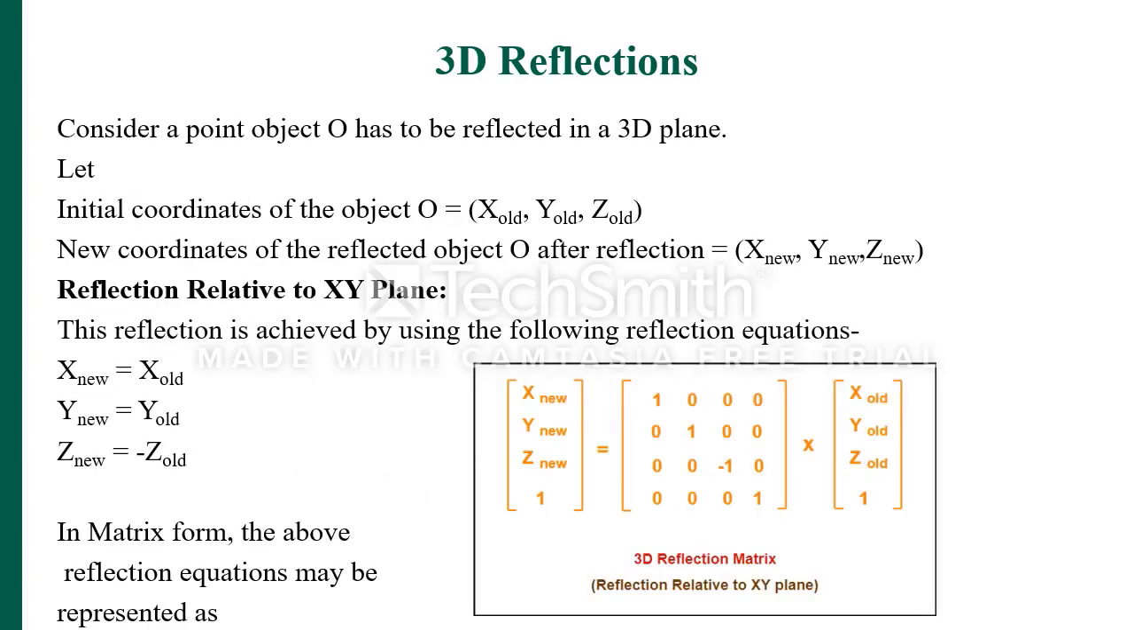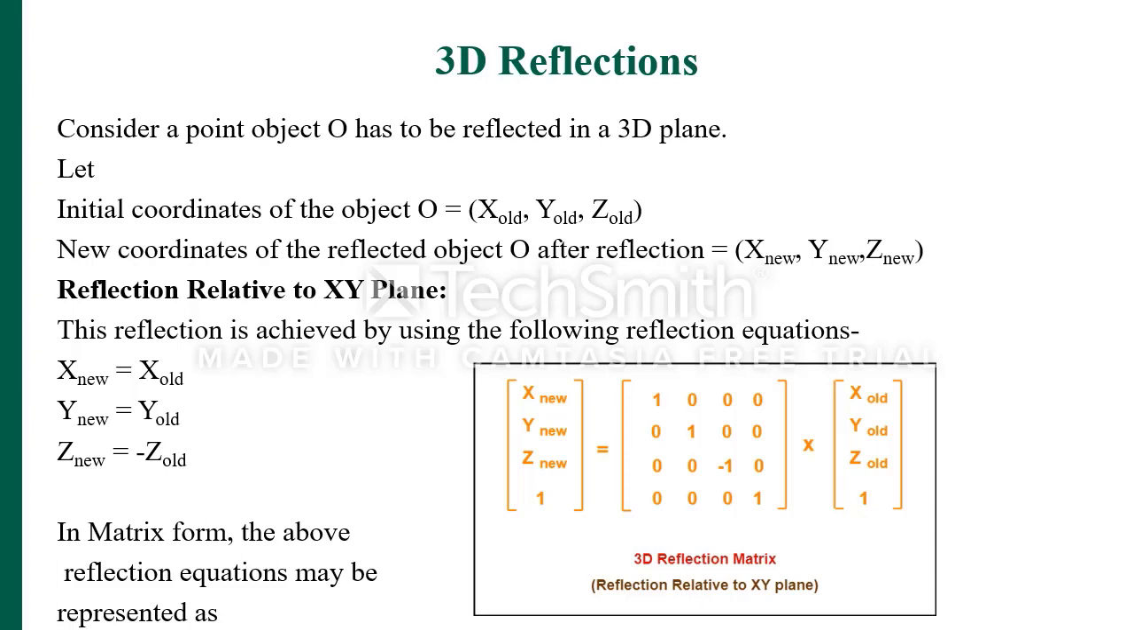So consider a point object O that has to be reflected through the plane. Let the initial coordinates be x old, y old, and z old. The new coordinates of the reflected object are x new, y new, and z new. So the reflection is in the xy plane, so x and y don't change: x old becomes x new and y old becomes y new, but the z is on a positive axis, so it moves to a negative side.